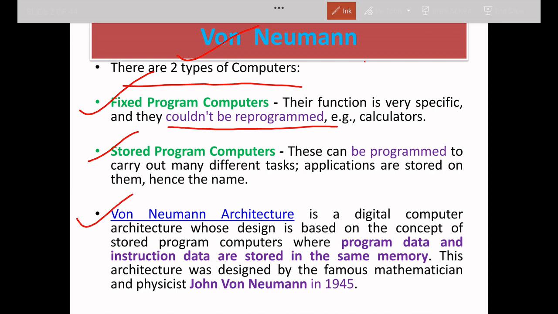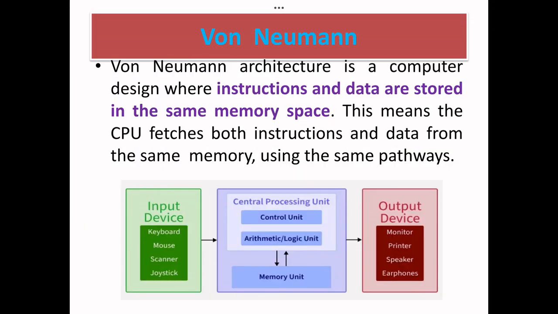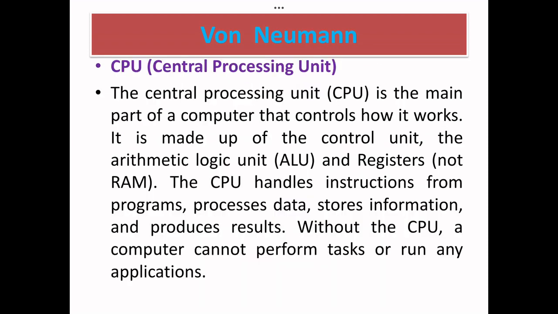Now what is the meaning of von Neumann architecture? Von Neumann architecture means programs, data and instructions. We already discussed the definition of data and the definition of instruction. So program data and instruction data are stored in the same memory. That was designed by John von Neumann in 1945. This is very important. So now the next topic, this topic is also the same. We already discussed this.